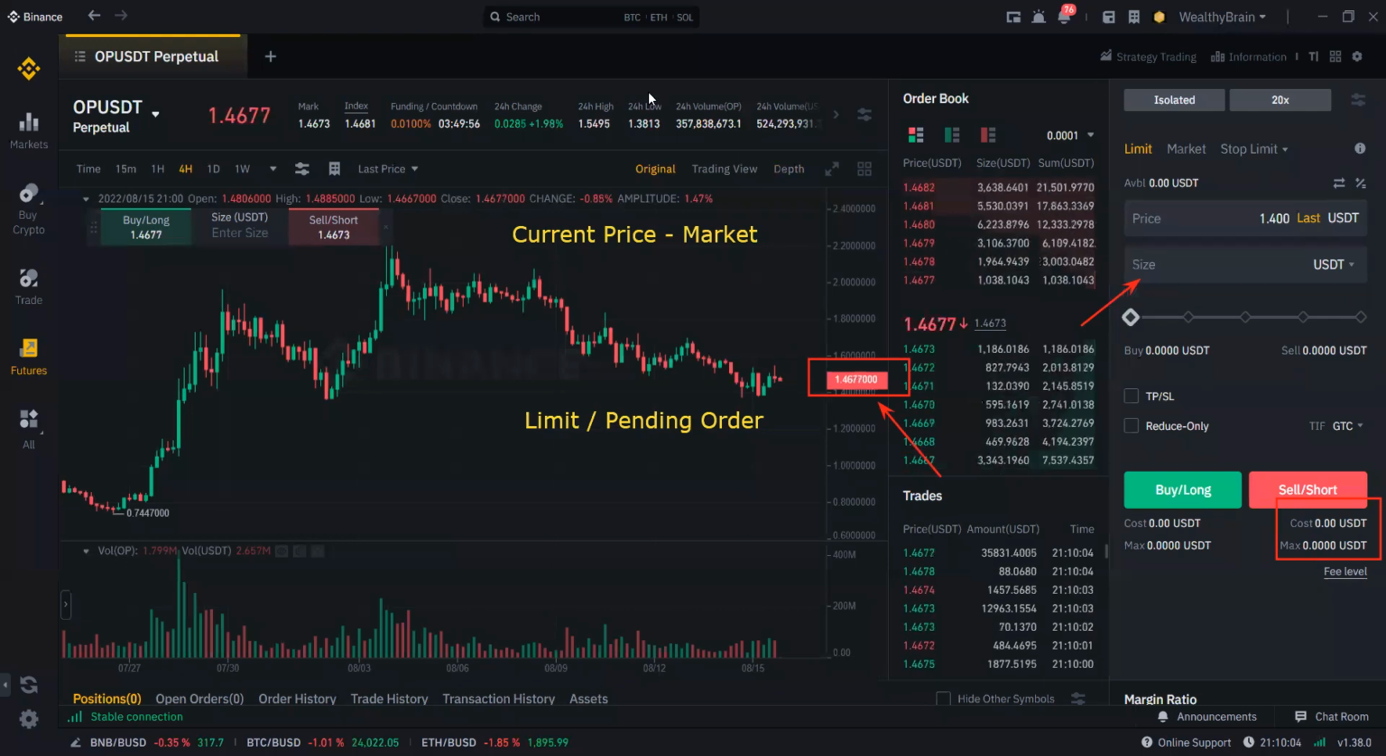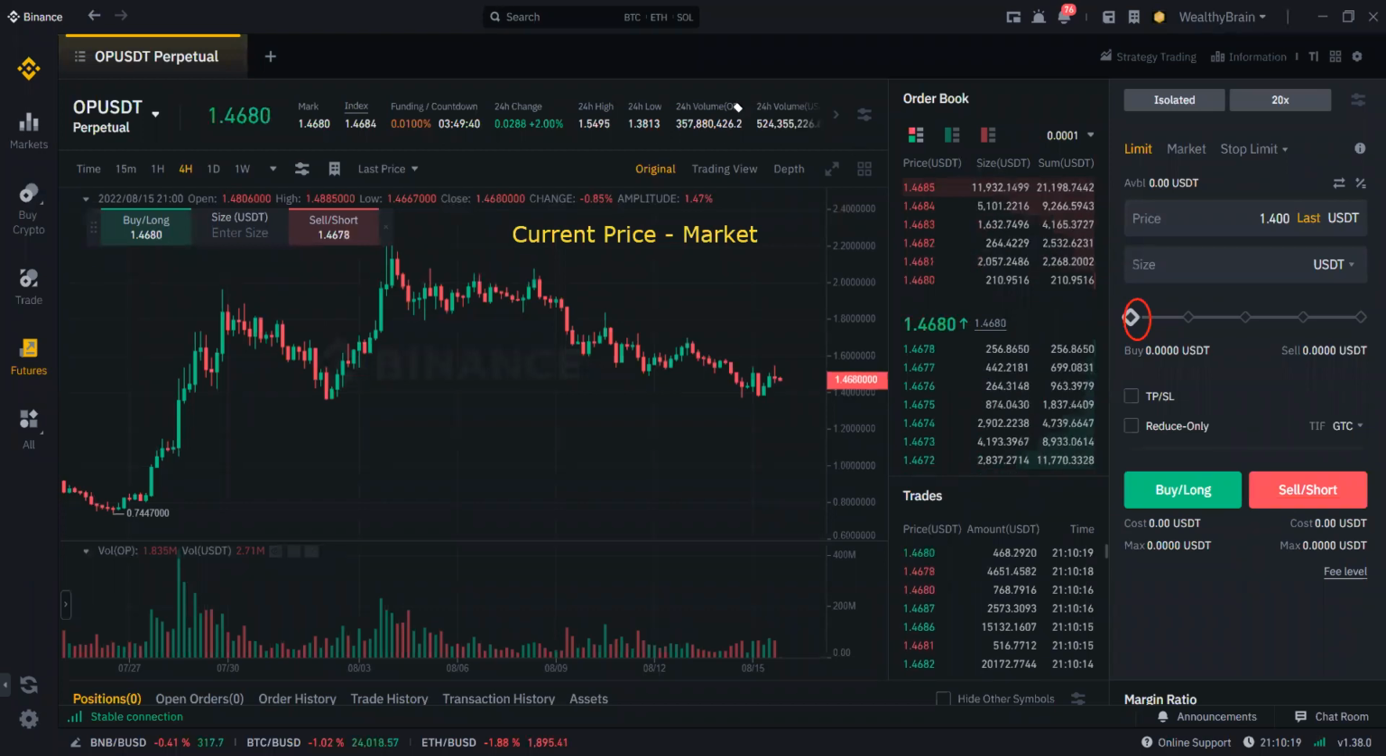If you want to use the whole money you have, let's assume you have only $10, maybe $20, and you want to use the whole $10 for trading on this OP at 1.40, you can just click on that circle dot, then drag it till the end. Yes, you can drag it to the end. That is 100%. That means you are trading the whole $10 you have. Maybe you are trading the whole $50 you have for the same trade. So with that, you can see the size is 100%, which means you are trading the whole money you have.